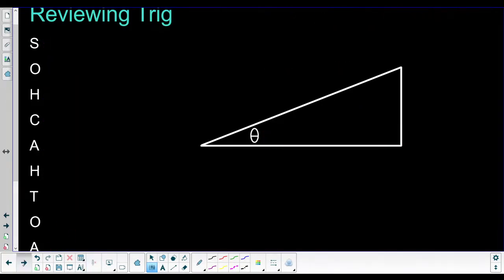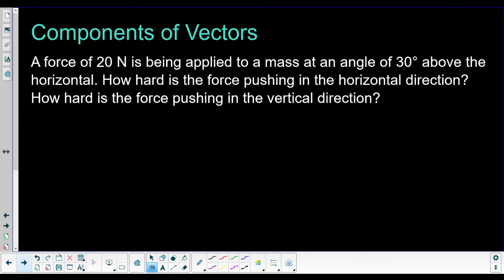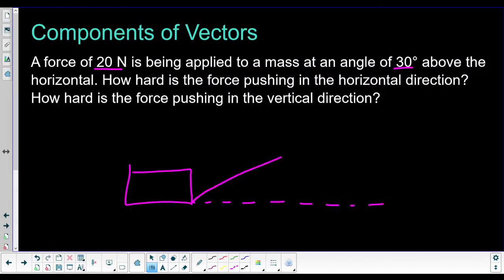So let's do that. Let's just take a nice easy example. We have a force of 20 newtons and it's being applied to a mass at an angle of 30 degrees above the horizontal. Okay, so let's draw a little picture. So mass, horizontal, our force is being applied 30 degrees above that. So that looks like maybe about 30 to me. So here's our force. This is 20 newtons. We want to know, how hard is the force pushing in the horizontal direction and how hard is it pushing in the vertical direction? Because it's doing both, right?